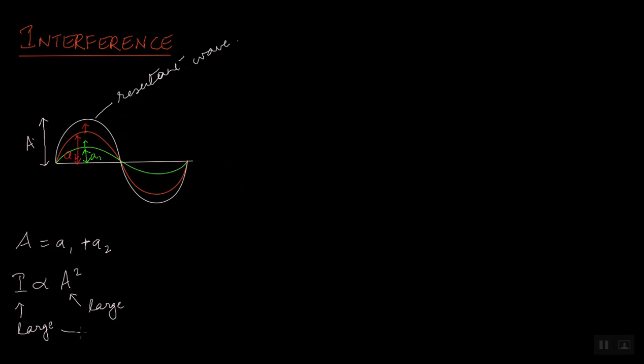So a point having large intensity, this is called a bright point. Bright point. Okay, later on we will introduce the term fringe, but let's stick to bright point for now. So this is one way in which the wave can superpose. The second way is this.